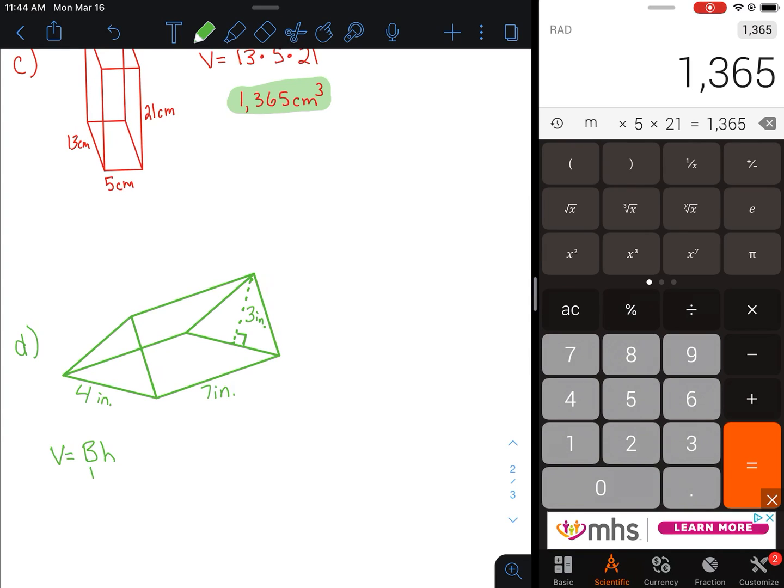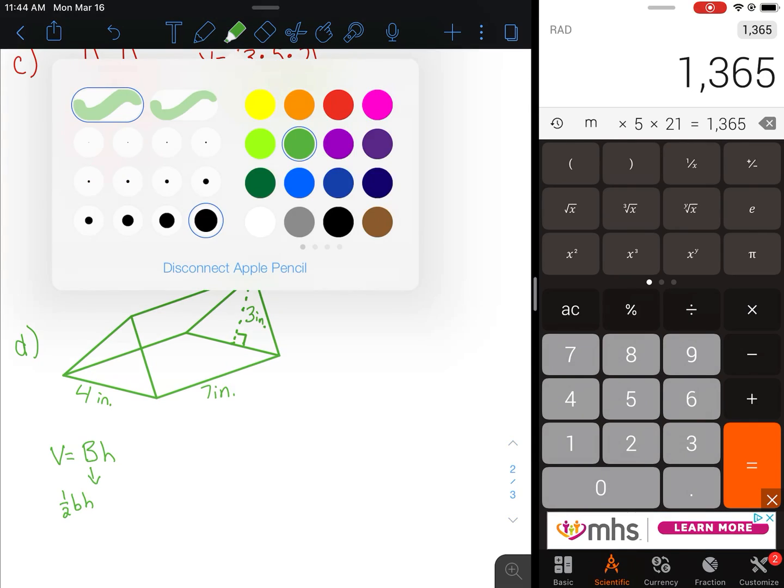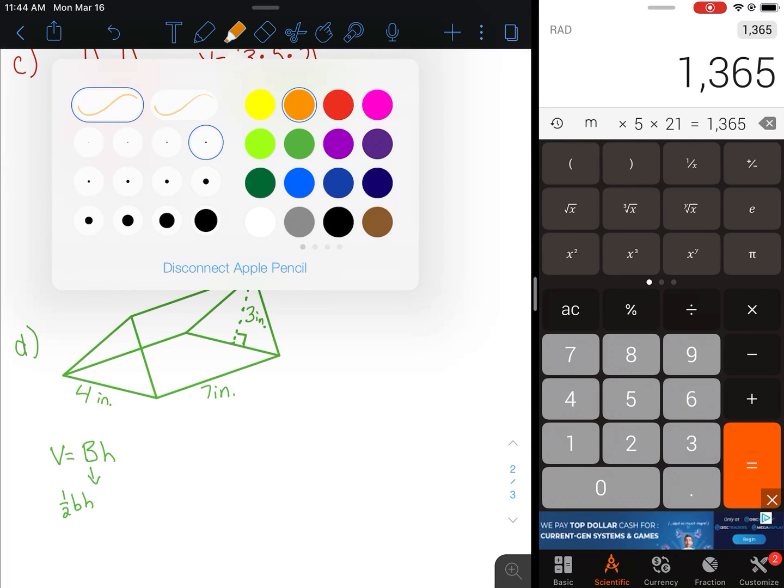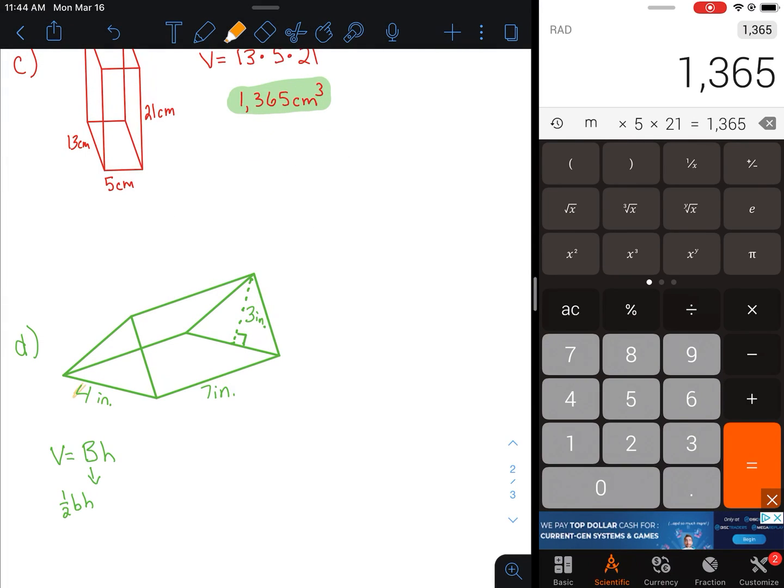The area of our base in this case is a triangle, so we have to do half times little b times little h. So when we are talking about this, we are talking simply about this value here that I'm highlighting in orange. This is going to be our little b. And then this value over here, the 3 inches, is going to be our h of our area.